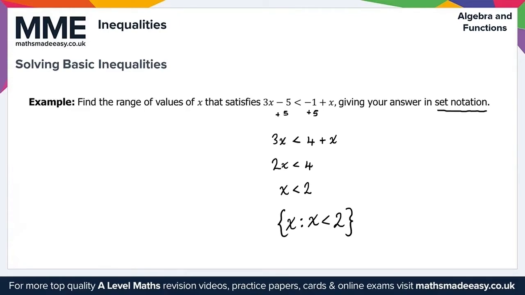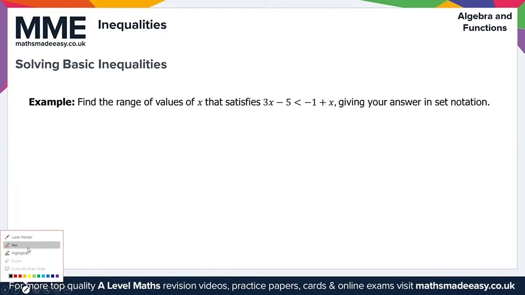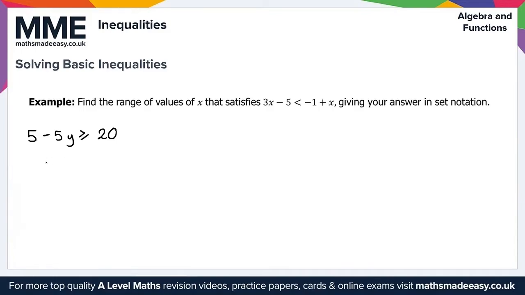And let's just take a look at one more example here. So if we just clear this work in here, and let's just quickly write this question down here. So all I want to do here is find the range of values that satisfies 5 minus 5y being greater than or equal to 20. Now here, the first thing I'm going to do is subtract 5 from both sides of this inequality. So in that case, what I get here is minus 5y is greater than or equal to 15.